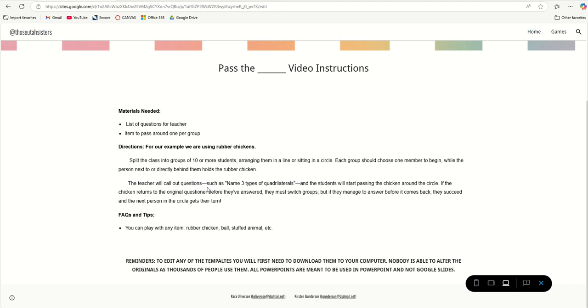The front person, if the rubber chicken makes it all the way to the back of the line before the front person has answered, they swap lines. If not, they stay in their line and they just go to the back, and the next person in the front is the new person being asked a question.